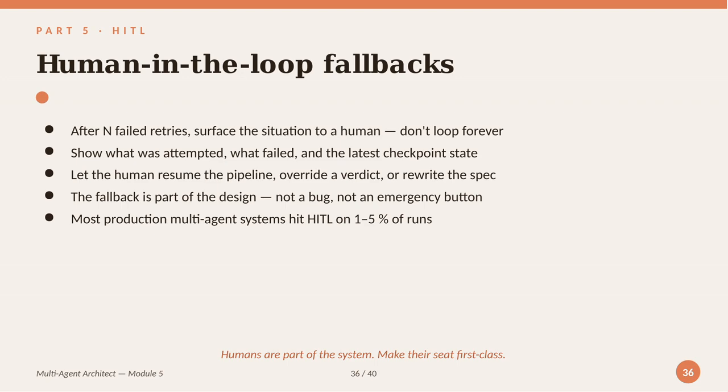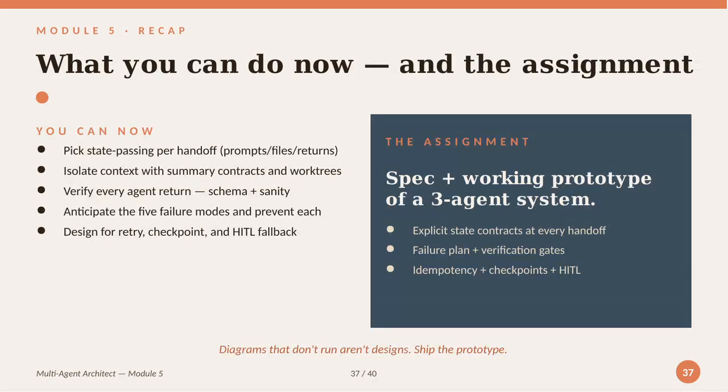What to show them? The full pipeline state, summarized. Which stages succeeded, which failed, what each one returned. Links to the scratch directory artifacts so they can dig deeper if needed. 3 or 4 explicit options. Resume from the last good checkpoint. Override a verdict. Rewrite the spec. Abandon the run.